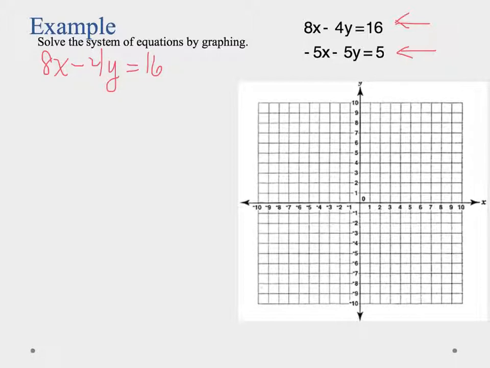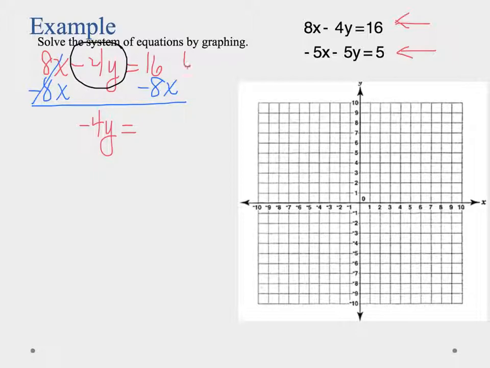Our goal is to get the y by itself. So I want to isolate the negative 4y. Well, the 8x is positive, so I'm going to subtract it from both sides. And when I subtract it, my 8x's cancel out, and I'm left with negative 4y equals, now I can't combine 16 and 8x because one has a variable and one doesn't, so I always like to put my term with the x variable first because I know that the term with the x variable in it has my slope in it, so I like to put that first.